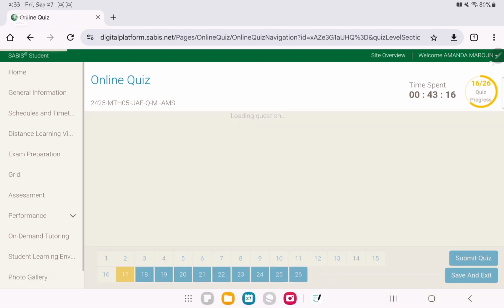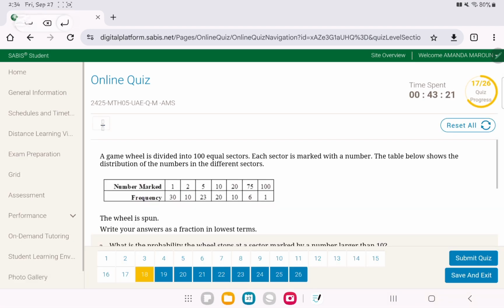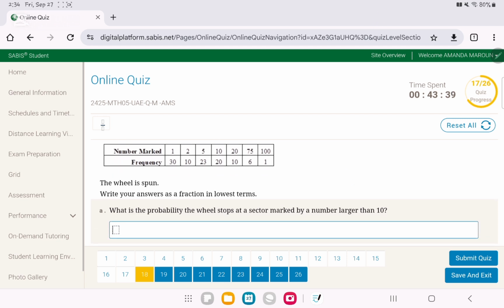Now question number 18. Okay, this is very easy. It may look hard, but it's actually really simple. We have a wheel is spun, and we have the number marked and the frequency. The number marked and frequency will be very much easier for us. Okay, it will make everything easier for us.